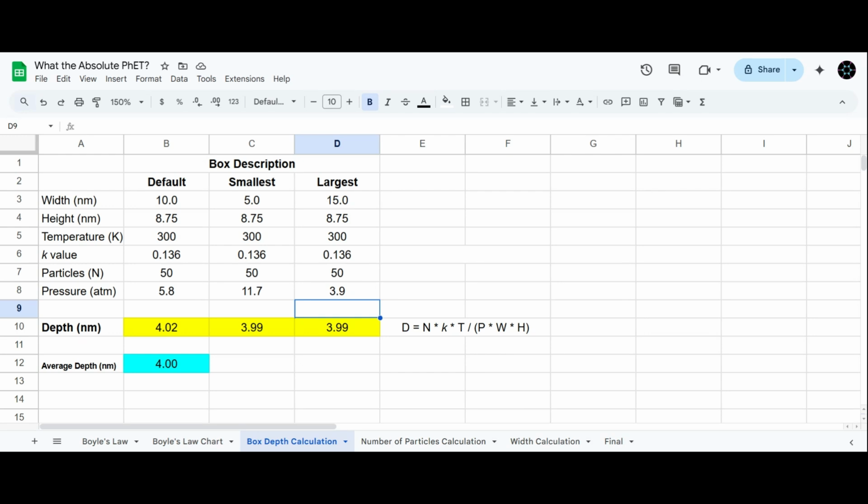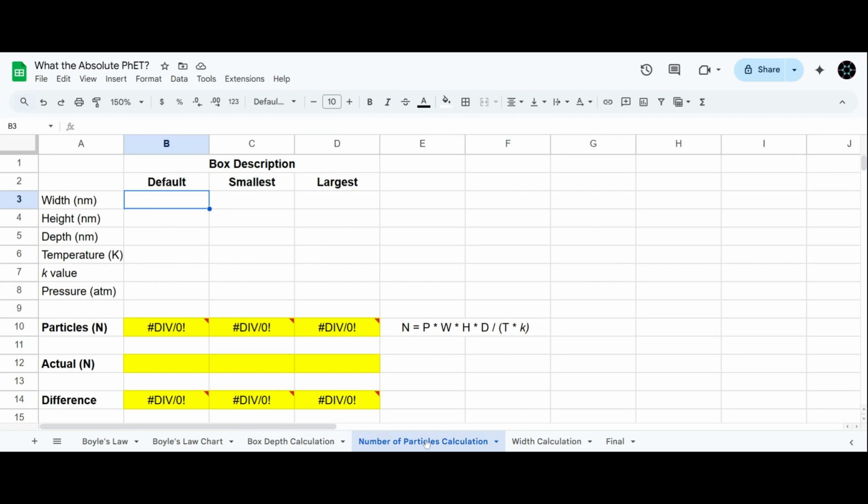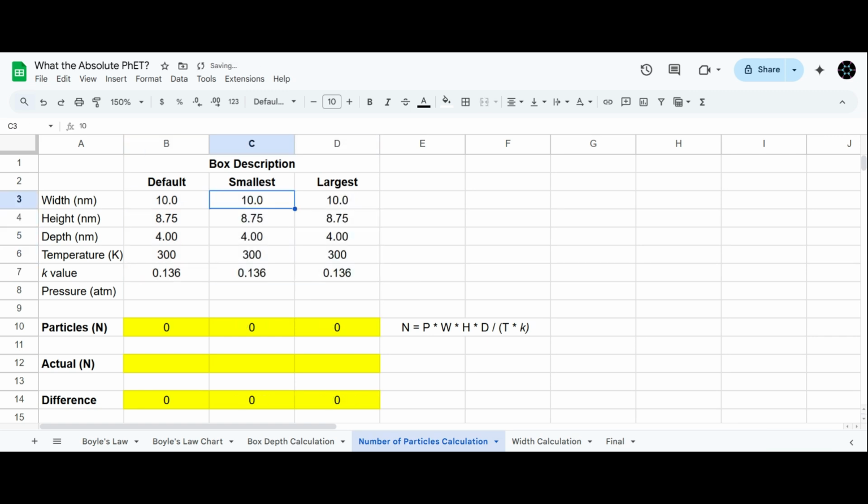So I'm going to run a few more tests, first calculating the number of particles. Once again, I will use the default, smallest and largest box sizes with a depth of 4 nanometers. The temperature will be 300 Kelvin, and the K value is 0.136. Calculating the particles involves multiplying pressure by all 3 dimensions and dividing by K and temperature.